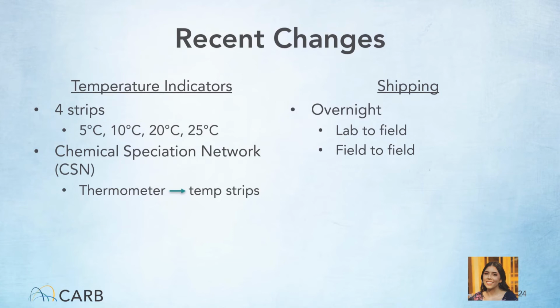For the chemical speciation network samples, we went from taking the temperature manually upon receipt to the use of temperature indicators, which is consistent with the historical practices of the PM 2.5 FRM samples, as well as the Zontec 924 program.